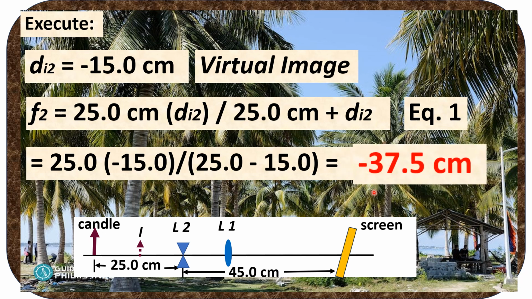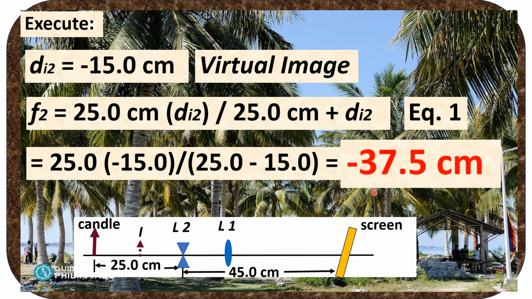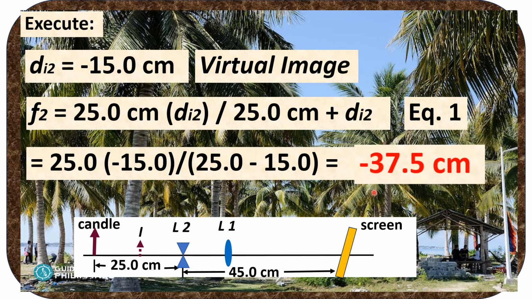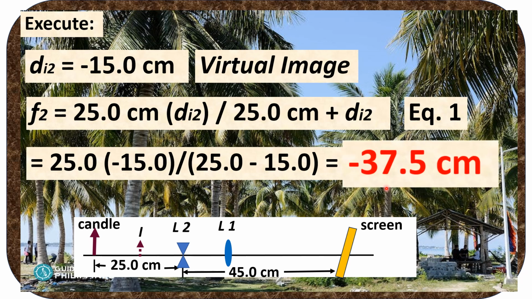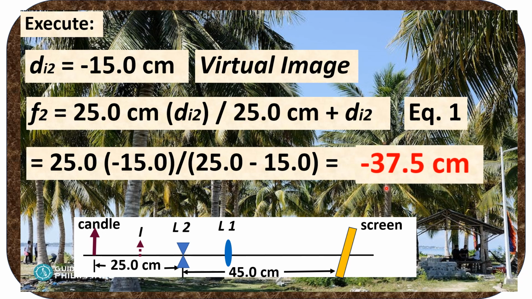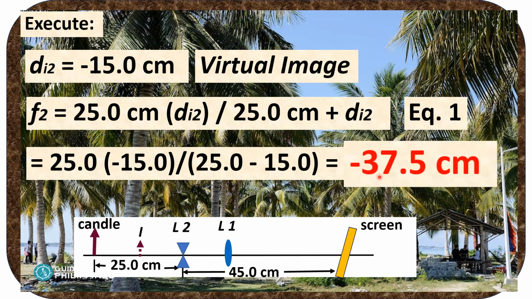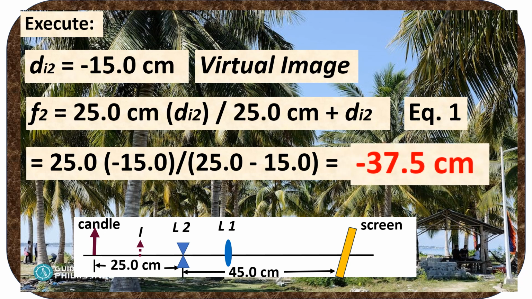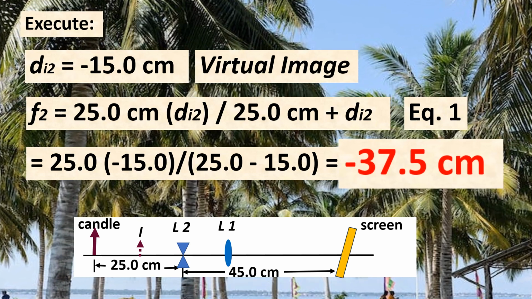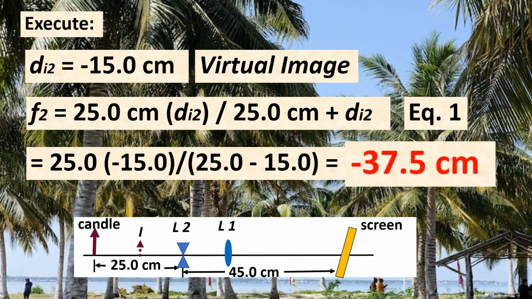So, to summarize, the computed focal length of the converging lens, earlier calculated, is positive 15.0 centimeters, while the focal length of the diverging lens is negative 37.5 centimeters. And that concludes our tutorial.